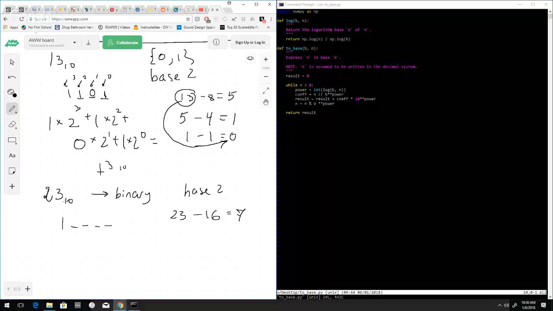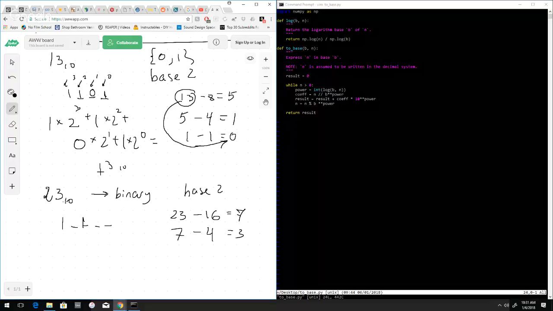We say, what is the highest power of 2 that fits in 7? And that's, of course, 2. So 0, 1, 2. Put a 1 here. So we had a 7. We just accounted for the second power of 2, which is 4. And we're left with a 3.